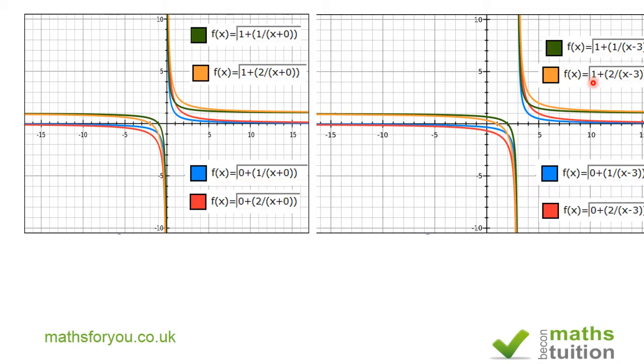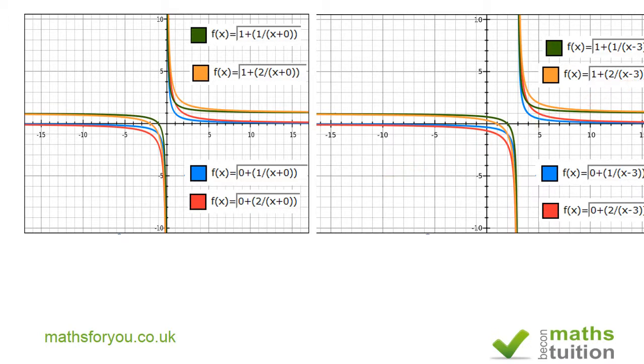That has the effect of pushing my original graph, this graph here, 1 unit upwards. So that's gone up 1 unit, and that's gone up 1 unit there. And y is equal to 1, which is now our horizontal asymptote. The vertical asymptote is x equal to 3 because x minus 3 is equal to 0, and x equal to 3. Okay, now I hope all that made some sense.